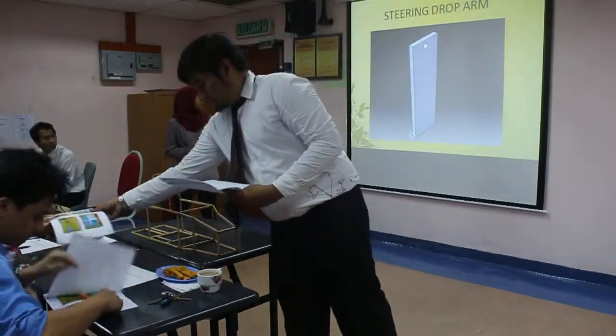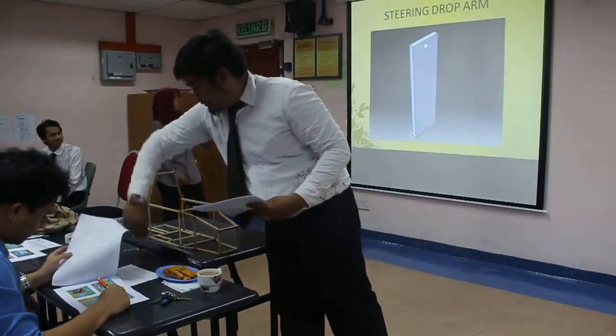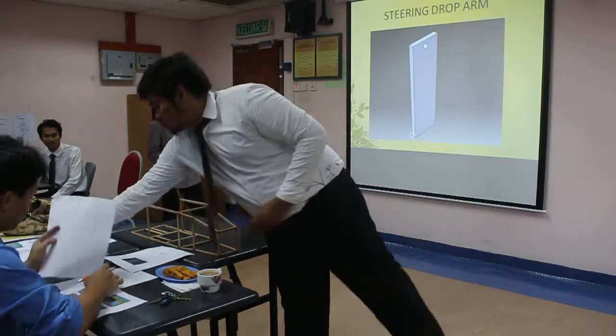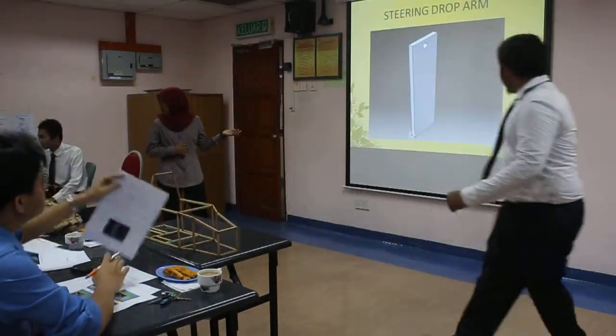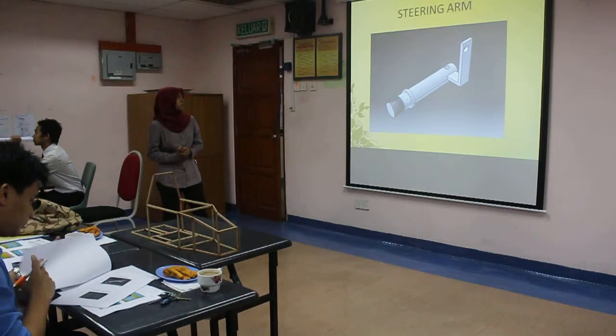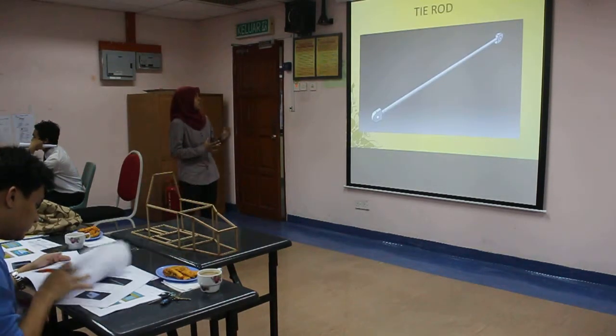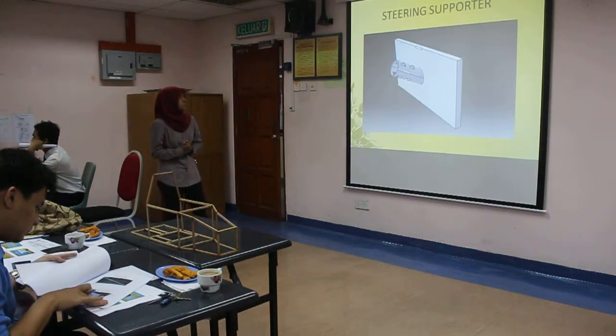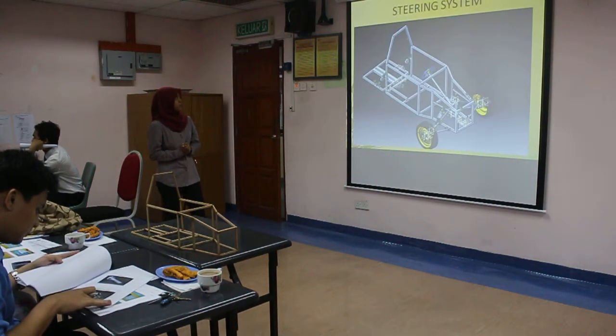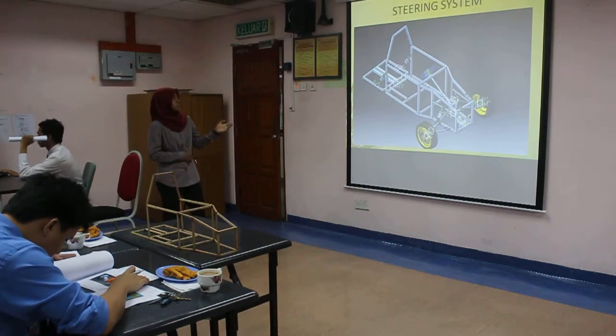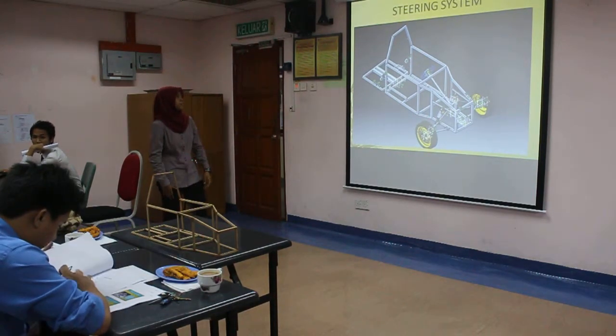So this is our modeling. We start from the components of the steering system. This is the steering drop arm. This is the steering arm, steering connector, steering wheel, tie rod, steering shaft, steering supporter and screw. It's all 3D modeling for the steering system.